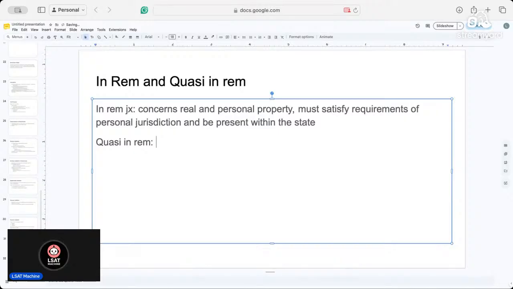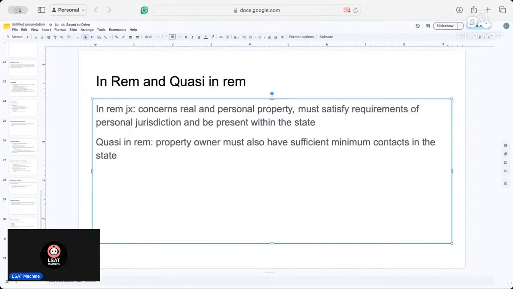And quasi in rem is when you're not dealing with the actual property, but the interest in the property. So like who owns how much of the property. So the defendant, well, the property owner must have sufficient minimum contacts. Well, that's just the same, right? Okay.